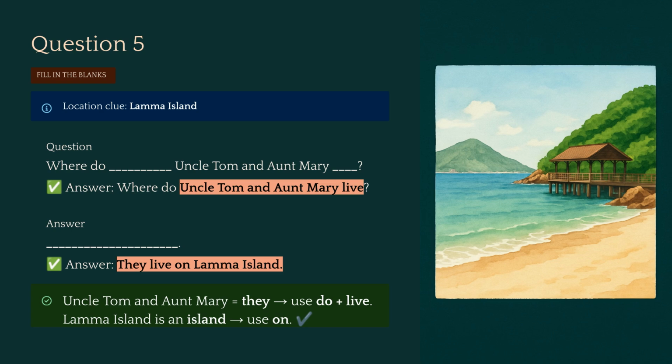Question 5. Location clue. Llama Island. Question: where do Uncle Tom and Aunt Mary live? Answer: they live on Llama Island. Uncle Tom and Aunt Mary are they, so we use do and live. Llama Island is an island, so we use on.